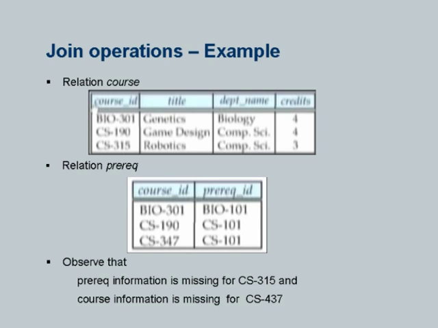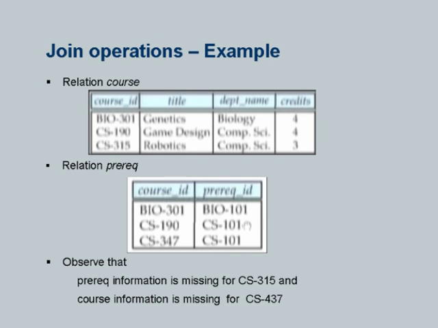So here is a small sample table of prerequisites, which says that Bio 301 requires Bio 101 as a prerequisite. Pretty much all computer science courses would require a basic programming course, which is often called CS 101. Similarly, other departments have this. And we also record that CS 190 and CS 347 both depend on CS 101.